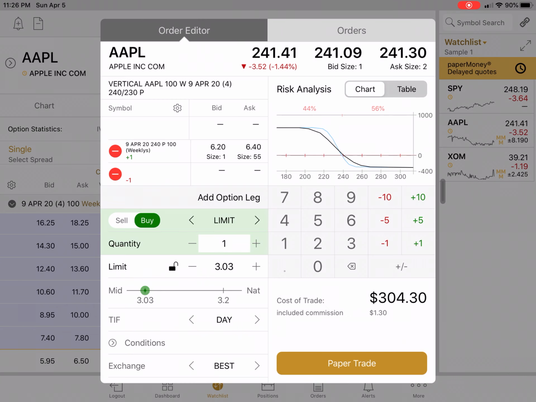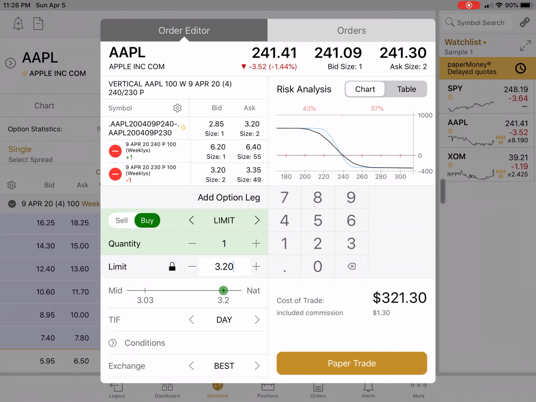If you tap on done, we're back to the order editor. Now you have two positions with negative signs right next to them. Those are the delete buttons if you want to delete them. Notice there's a limit price, 3.03. Now we kept saying that we're going to buy this at 6.40 and then sell the other one at 3.20, but the spread is priced on its own, and therefore you could actually try to sell or buy this spread a little cheaper, or perhaps pay a little bit more just so that this trade goes fast.